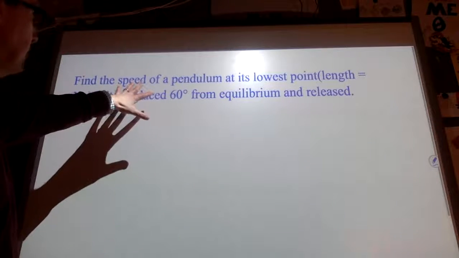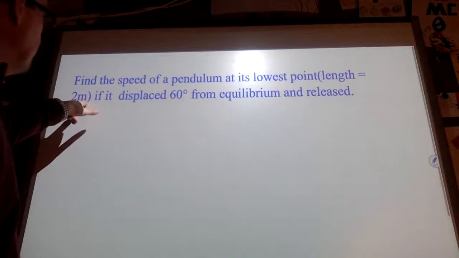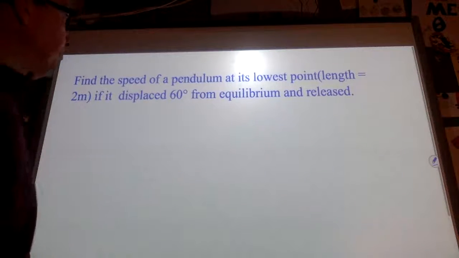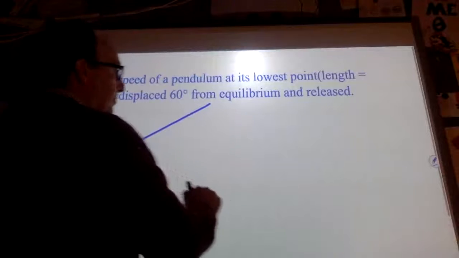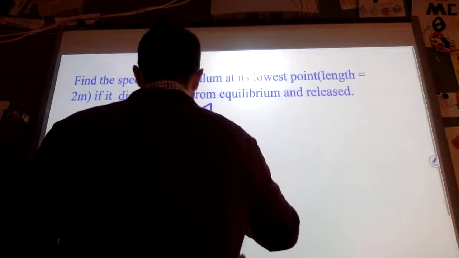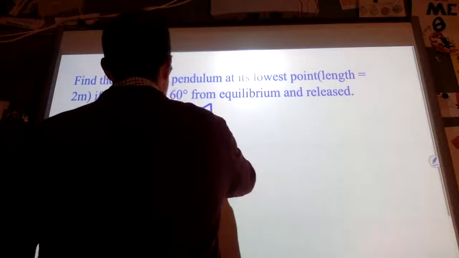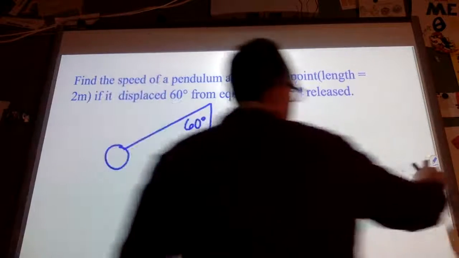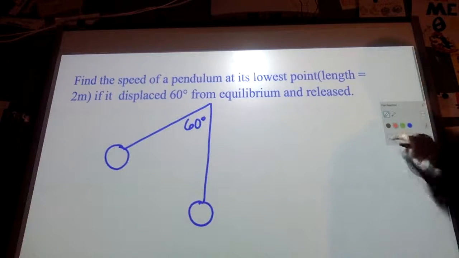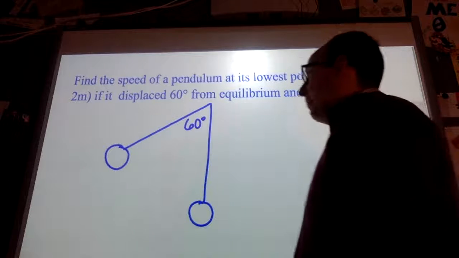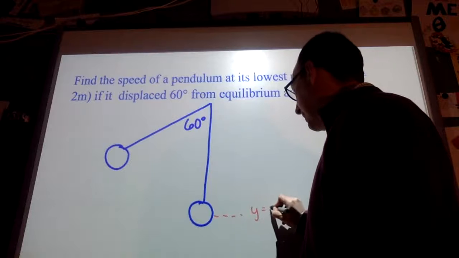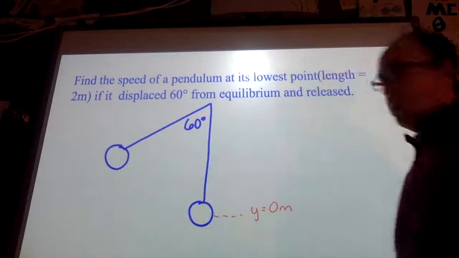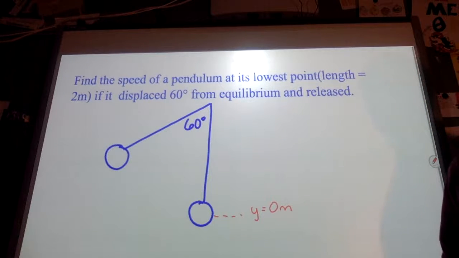So first I have a pendulum. It's 2 meters long and it's displaced 60 degrees from equilibrium and released. And I want to know how fast it's going. The first thing that I'm going to do is say that when the bob gets to the lowest point, that's our 0 point.